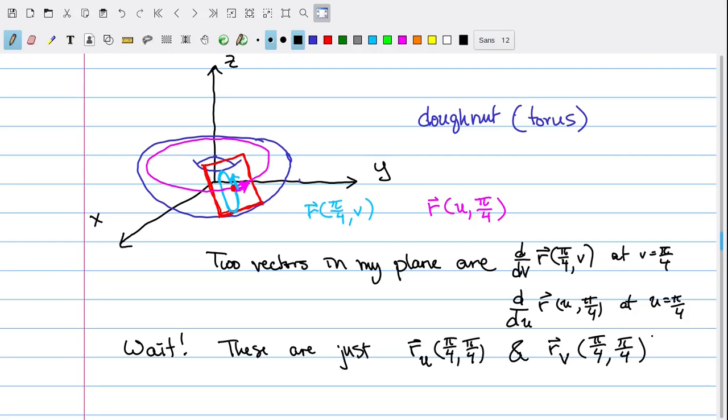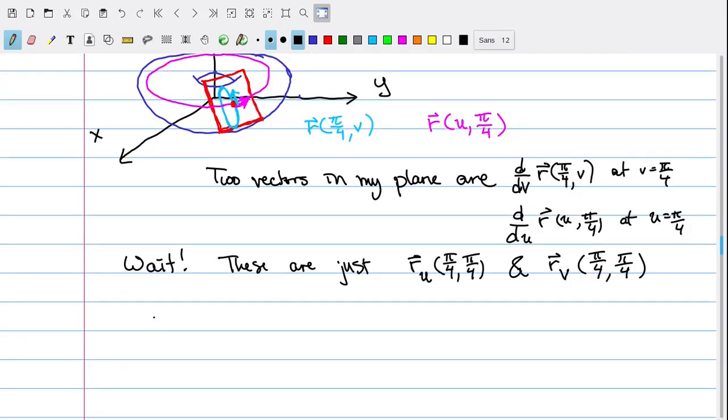So I've got two different vectors that are in my plane. If I've got two vectors in my plane, I know a good way to get the normal vector of the plane. What can I do? I feel like this is on Blue's Clues. What should I do? I should take the cross product, right? So let's take the cross product of those two and get a normal vector.